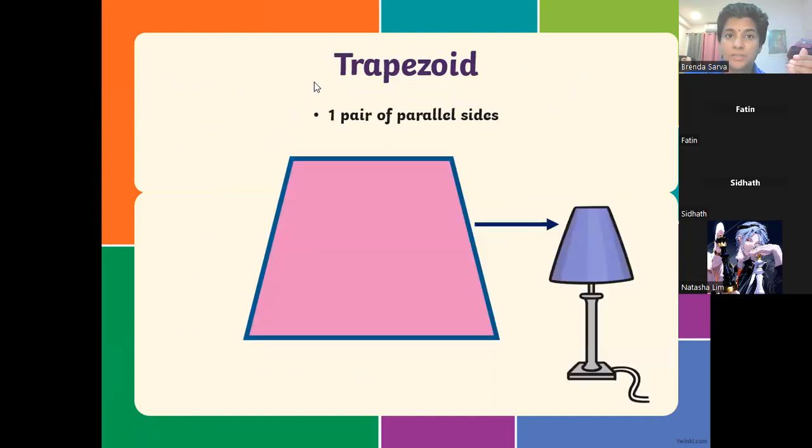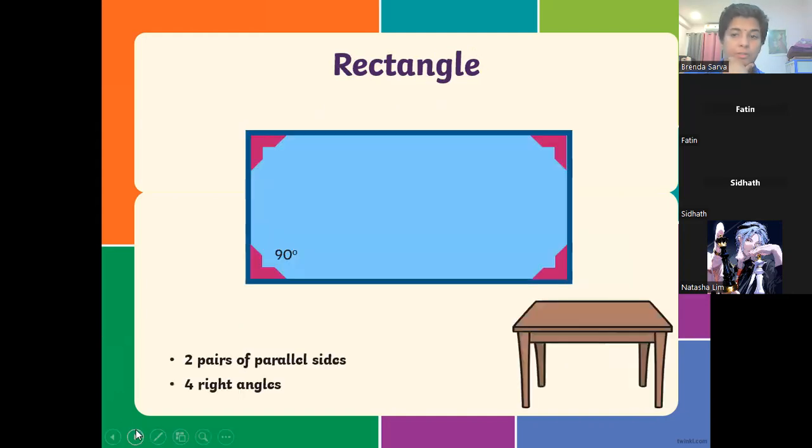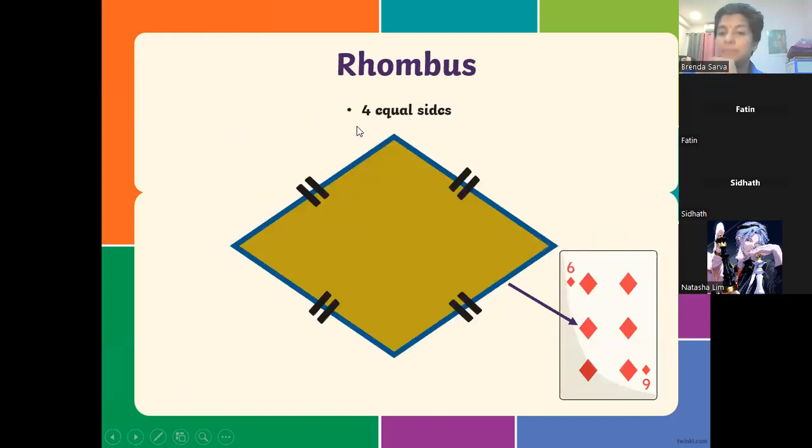How about this, the trapezoid? See that? Is this a regular polygon or irregular polygon? Irregular. Very good. How about Fatin? Is this a regular polygon or irregular polygon? Irregular. Good job. How about a rhombus? Is this a regular polygon or an irregular polygon? Regular. Look at that. All four sides are the same.